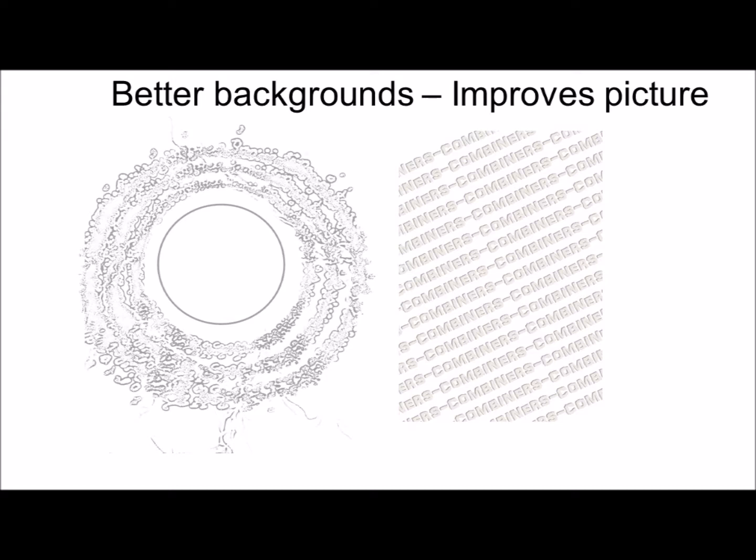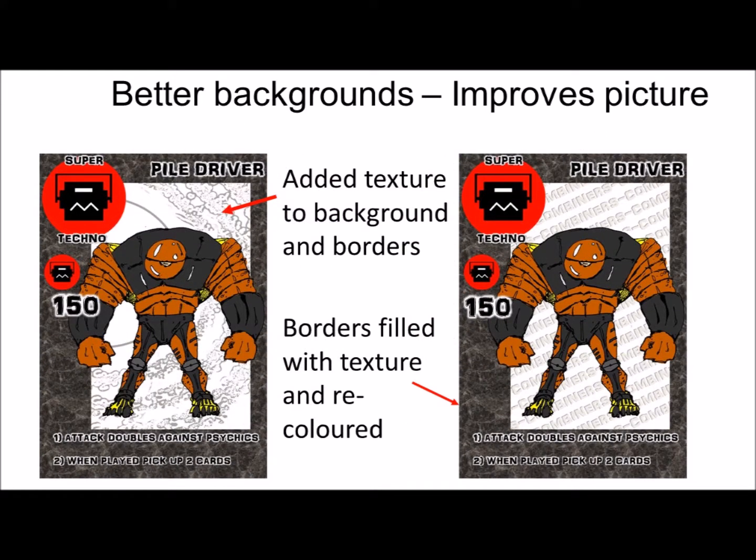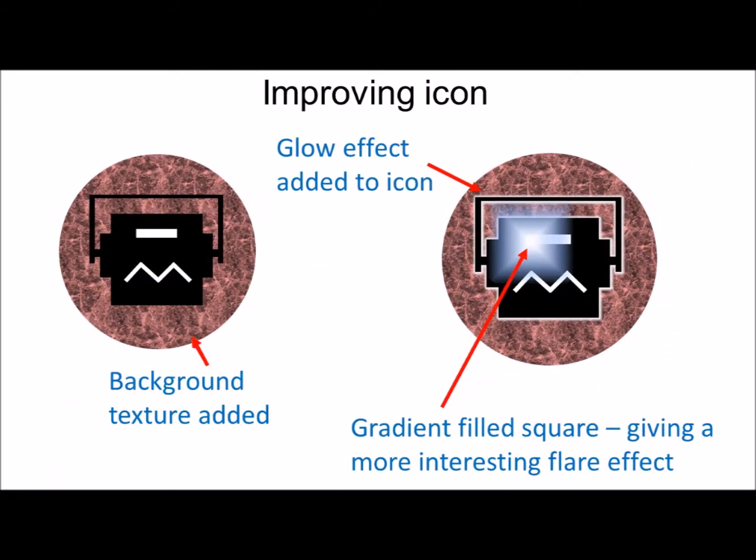On the right there, whatever you're going to call your game, on this I've called it Combiners, and I've just put all the words together to add a bit of interest on the background. So if we apply that to the drawing, you can see that it actually helps the drawing quite a lot. I've said there, added texture to background, and borders filled with texture and recoloured. So whenever you're doing the fills, rather than just having a plain colour, you can put a texture in.